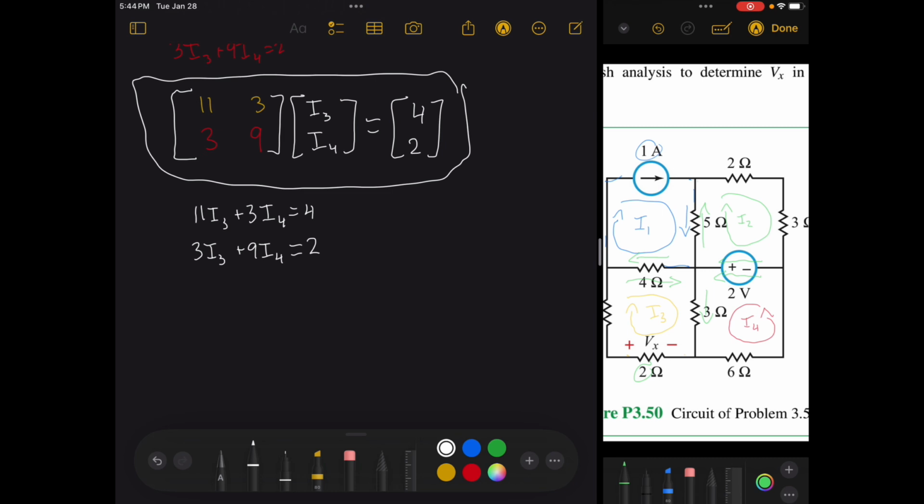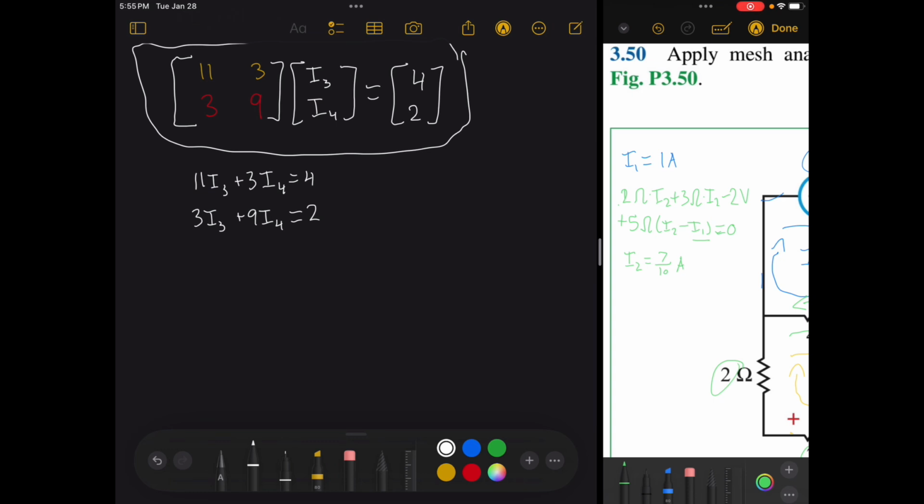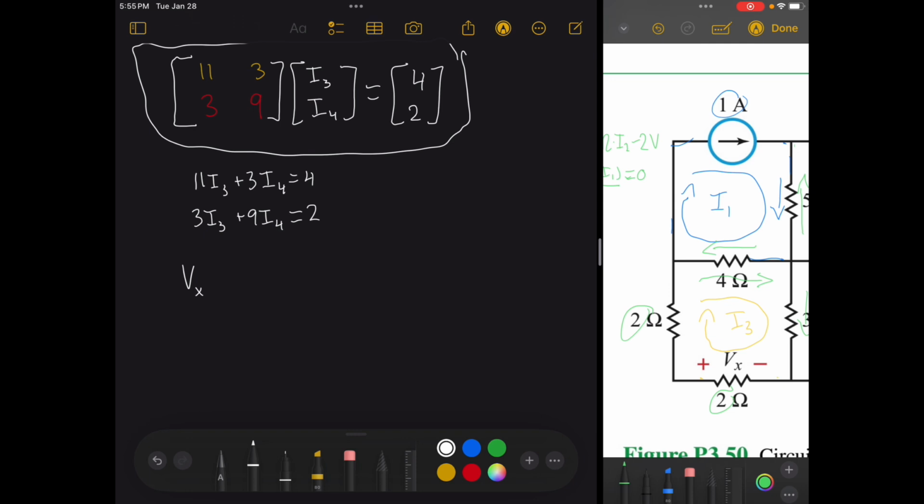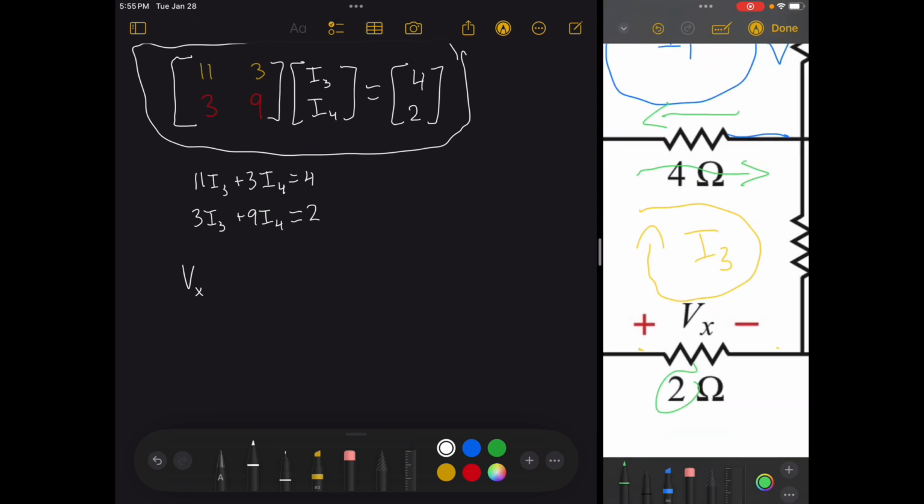So we can do this in MATLAB. So let me move over there. Oh yes, before we move on to MATLAB actually, we are not solving for I3 and I4 necessarily. The problem asks to solve for Vx. And what we can see from this resistor is that Vx is equal to the voltage drop across that resistor, which is 2 ohms times I3.